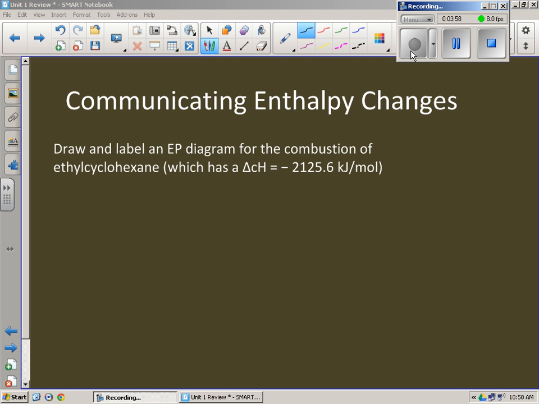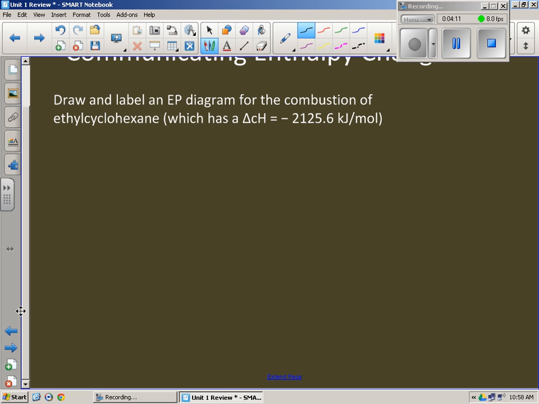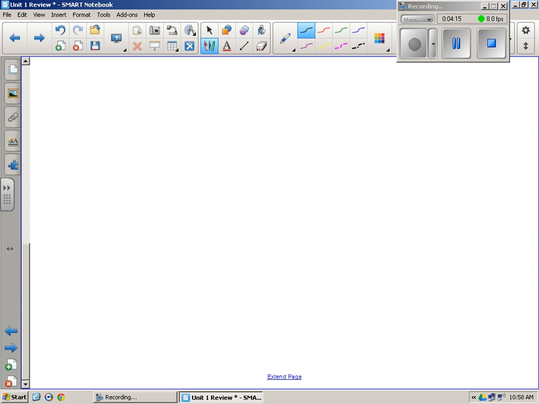All right. Communicating enthalpy changes. Let's see here. I got to make sure this all matches up because a few of these are different. Okay, it looks good. We're going to draw and label a potential energy diagram for the combustion of ethyl cyclohexane. So, we've got to do a combustion reaction, and there's the delta cH for it. So we're going to draw a potential energy diagram.